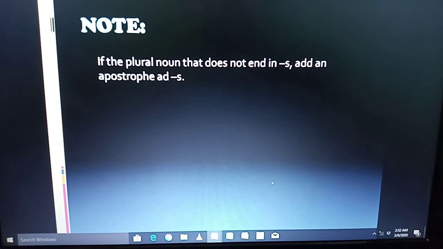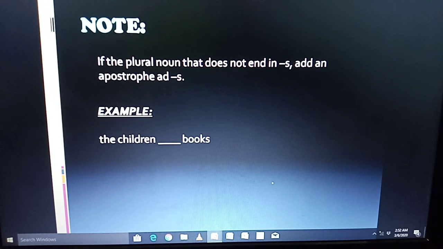But take note, if the plural noun does not end in s, add an apostrophe, add s. For example, the children blank books. So the word children, the noun here, is already a plural, right? But it does not end with s. So what we're going to do is we simply add apostrophe and add s. The children's books. Okay? Kahit plural pa si children, still mag-a-add tayo ng apostrophe and s. Bakit? Hindi naman po siya nag-end ng s eh. Children is plural but it does not end with s. So that's why we add apostrophe and s.